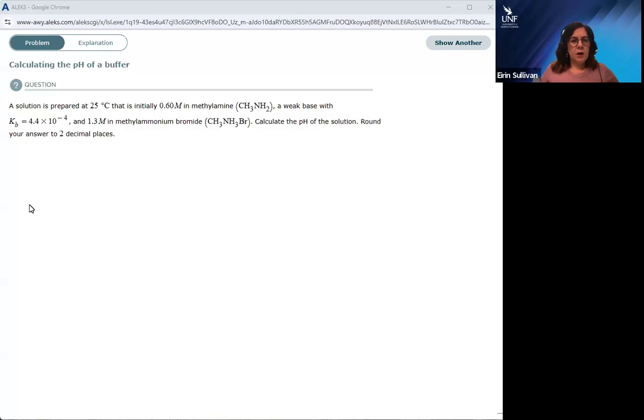Calculating the pH of a buffer. I think it's important to look at a buffer that is a solution of a weak base with its conjugate acid, because sometimes you have to think a little bit carefully about these.